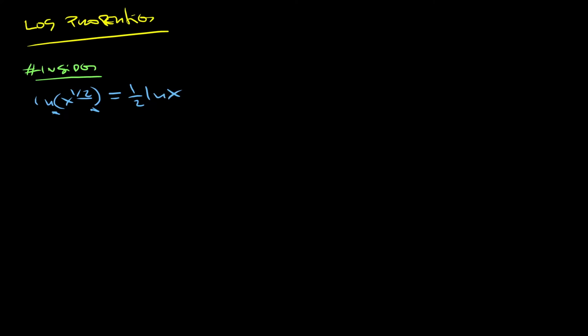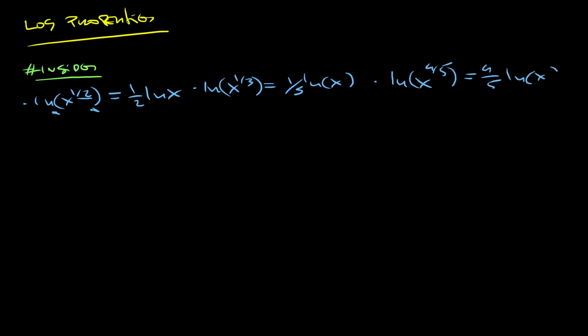Let's look at another example. Let's say we have ln of x^(1/3). This one comes outside, so 1/3 ln x. Let's look at another one. Say now we have ln of x^(4/5). Again, the same thing. 4/5 comes outside. So this is what I call the outside ones.